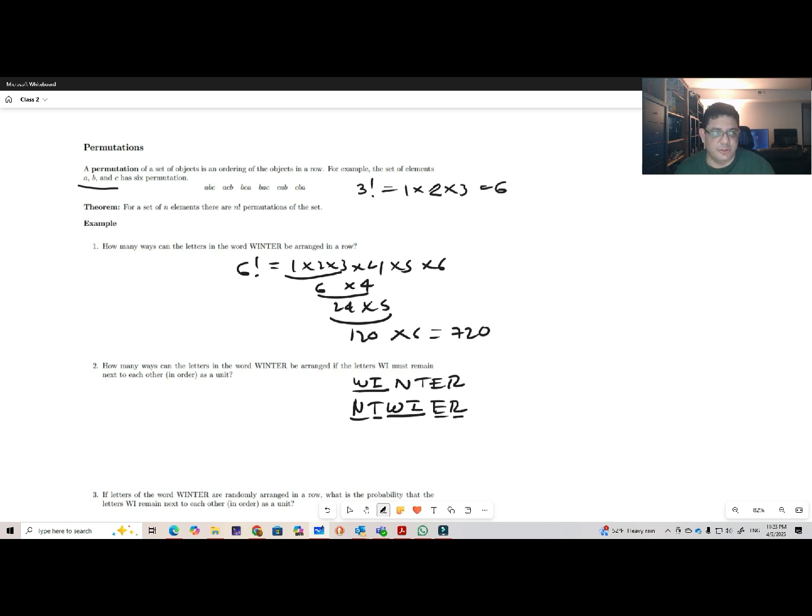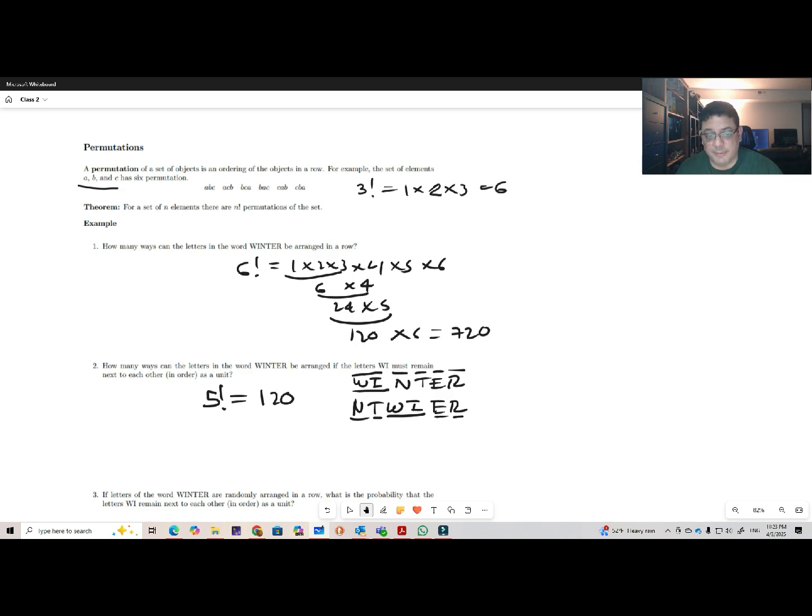So WI is like a single element here. So we're just permuting WI as a single thing, N as a single thing, T as a single thing, E as a single thing, and R as a single thing. So we're really just permuting 5 things. So this is going to be 5 factorial. Regardless of whatever they are, they're objects, and we're just moving those objects in a particular way. Since we're keeping WI together, that's just a single object. So this is going to be 5 factorial. We already saw it. It's going to be 120.